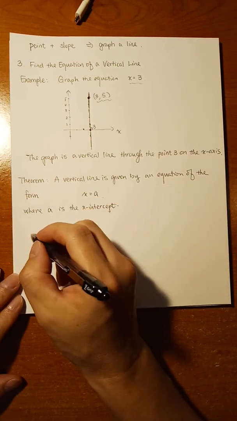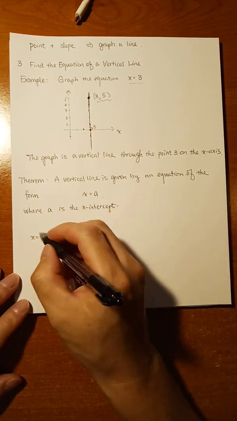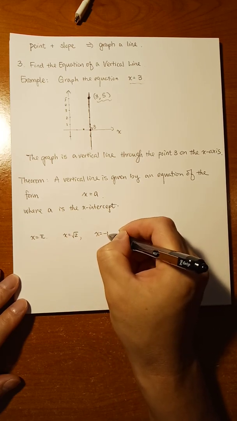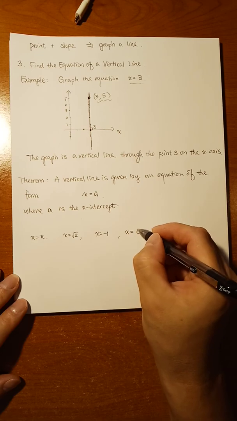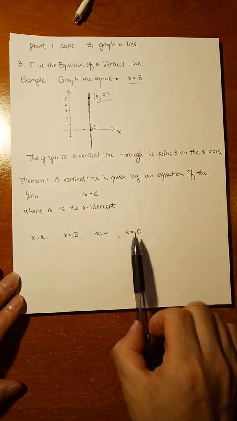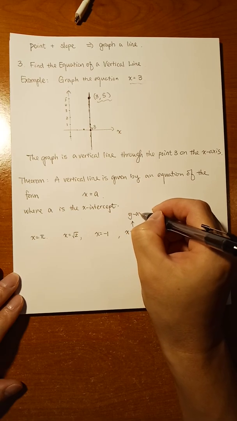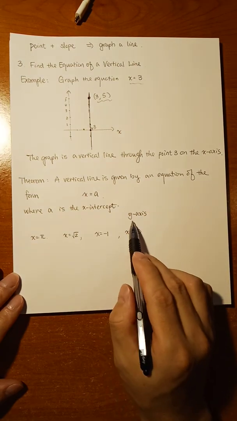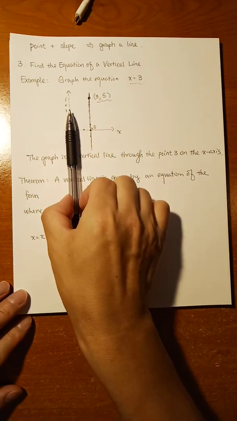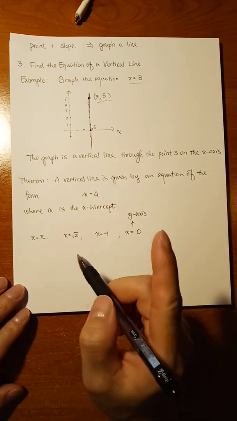All right, so you can see the example. For example, x equal to pi. Pi is an irrational number, but x equal to pi. X equal to square root of 2, or x equal to -1, or x equal to even 0. Well, it's just a number, right? X equal to 0 is the y-axis. This is the equation of the y-axis, x equal to 0. So all these equations gave us vertical lines.